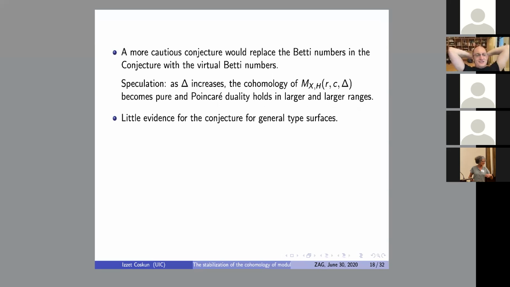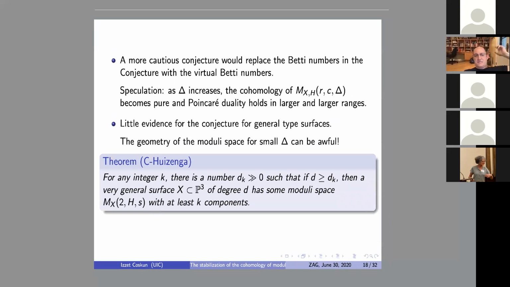The other thing that I should caution you against is that we have little evidence for the conjecture for general type surfaces. There's the connection to the Atiyah-Jones conjecture type stuff and results of Jun Ni, but other than that, we don't know the conjecture for general type surfaces. And let me point out that the geometry of these moduli spaces can be pretty terrible when delta is small. For instance, even if you look at rank 2 sheaves on surfaces in P3, these things can have arbitrarily large number of components.